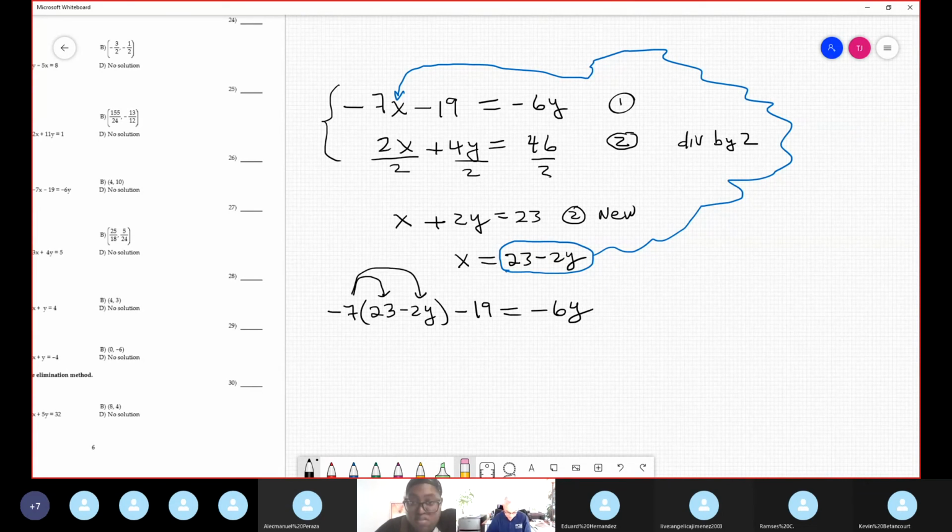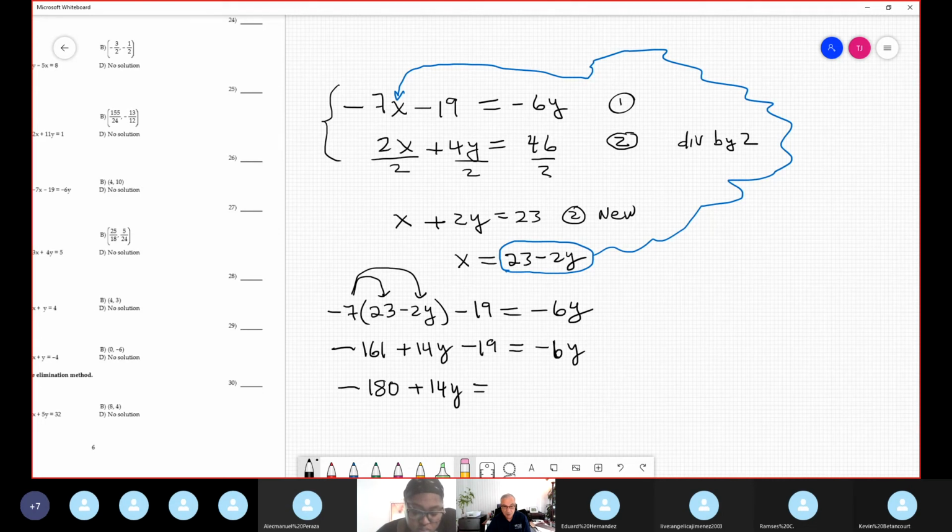23 times 7 is 161, negative 161, plus negative 7 times negative 2y is 14y, minus 19, equal minus 6y. We combine: negative 161 minus 19 is negative 180. So we have negative 180 plus 14y equal negative 6y.